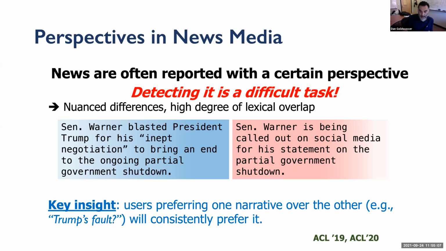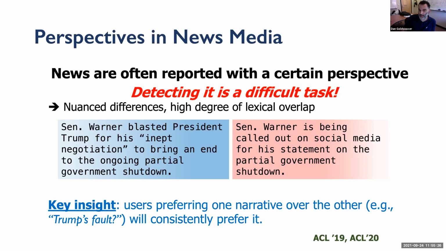Our main insight is that instead of focusing on the nuanced differences, we can focus on the people who prefer one narrative to the other. And in a way, no matter what the specific news story is, those users will consistently keep preferring the same narrative.